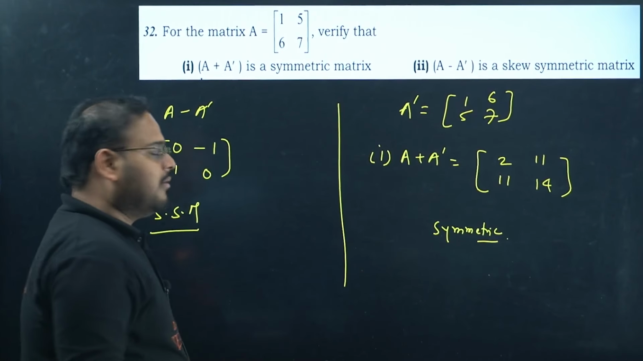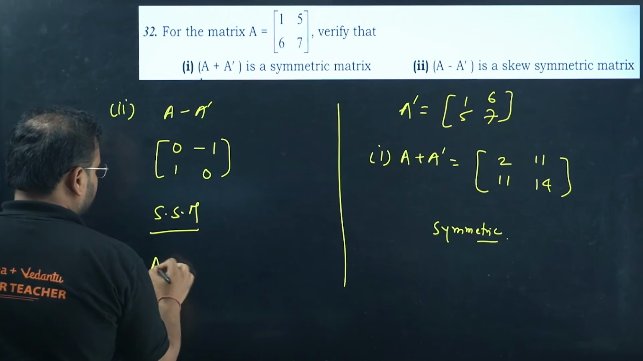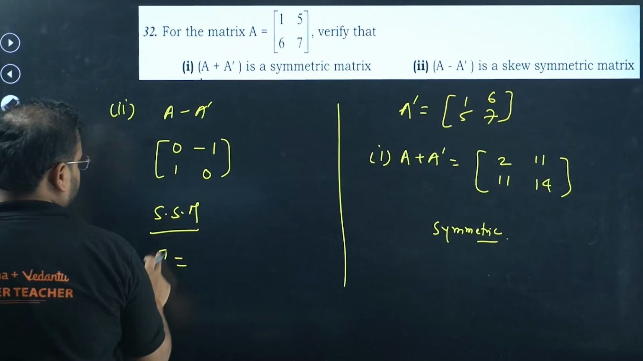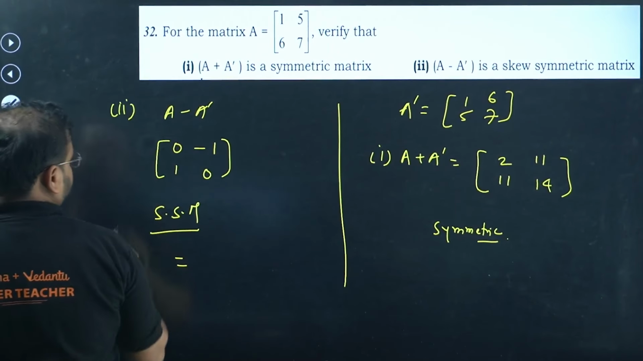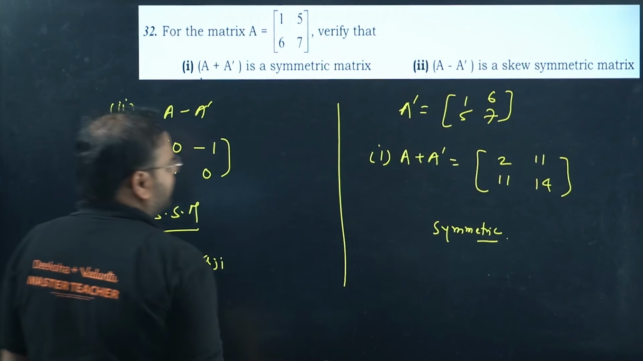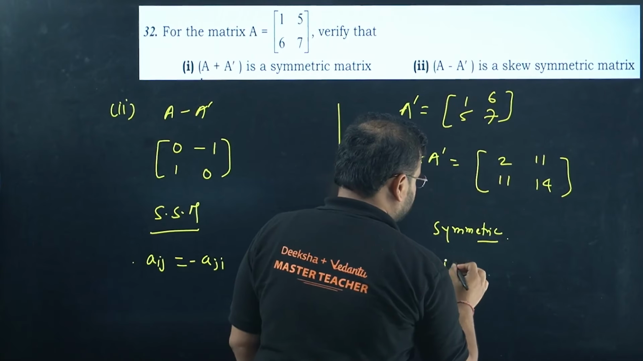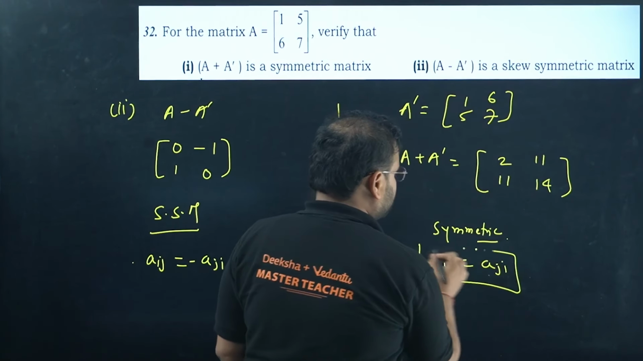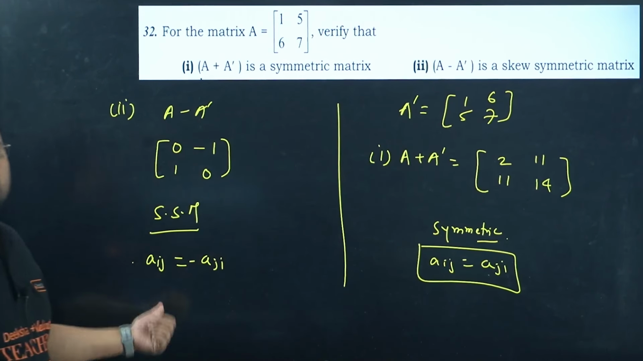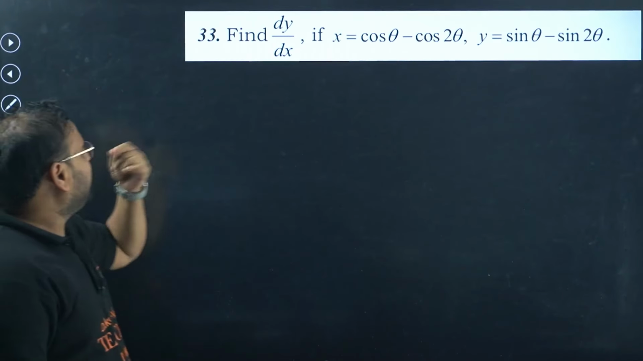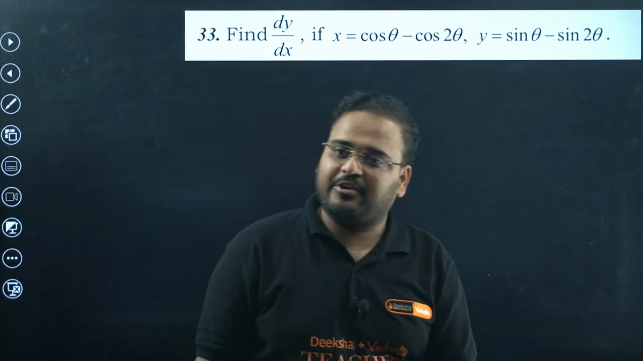Okay. Property for this is what? A transpose equals to, 1 second. Clear here. Aij equals to minus of Aji. Over here we have Aij equals to Aji. This is your symmetric and this is your skew symmetric definition. Please check, it's verified.